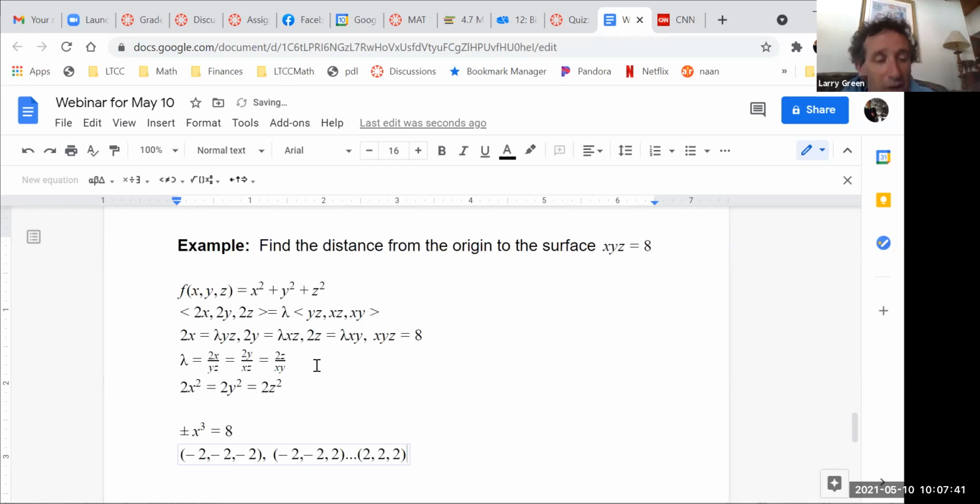In other words, they're all 2s, but they might be negative. So there's 8 different ones of these, and I'll write 3 of them. But here's the good news. It doesn't really matter whether they're positive or negative because our f of x, y, z is x squared plus y squared plus z squared. And that means we take 2 squared plus 2 squared plus 2 squared. What do you get?